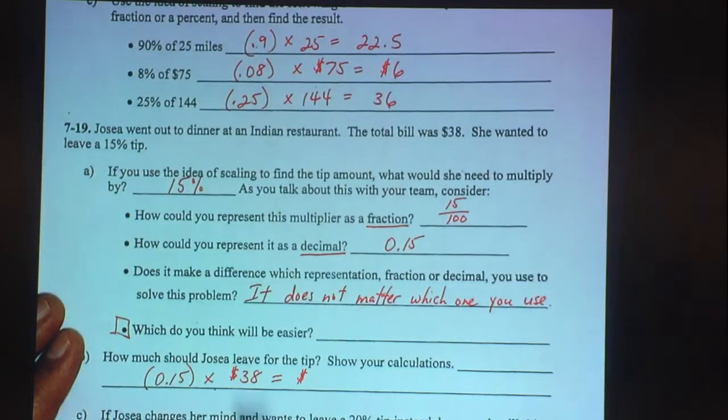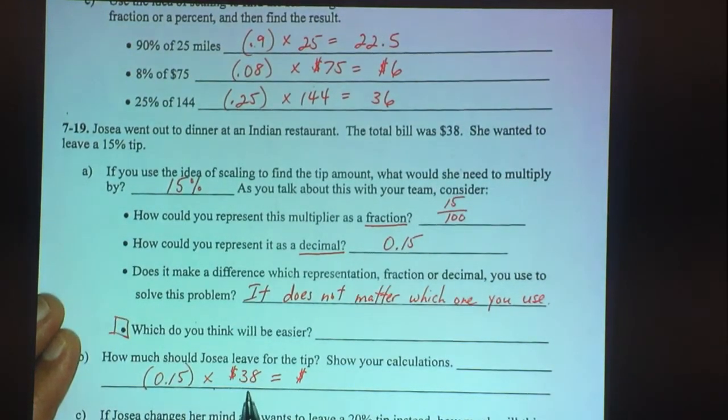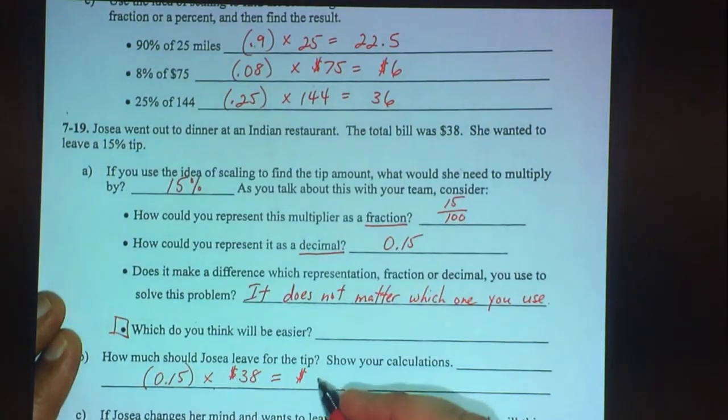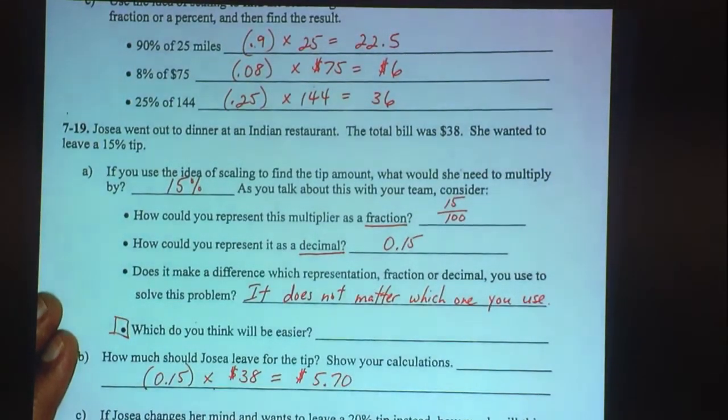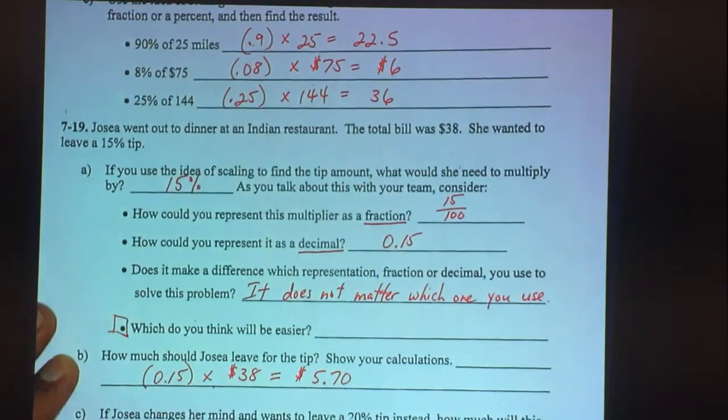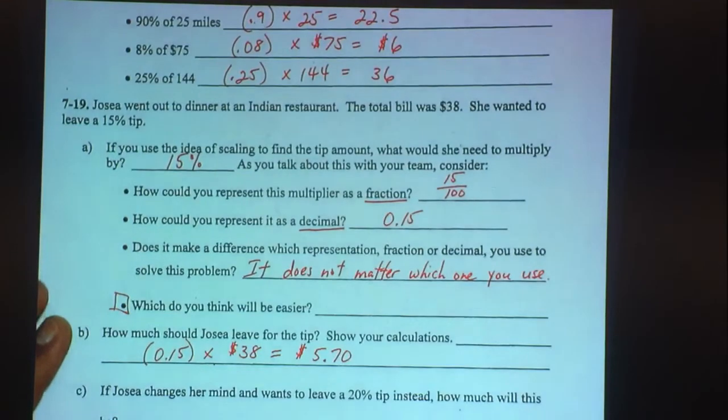Okay, so you know as a tip she's not going to leave more than $38. You would never leave a tip larger than your bill unless you're crazy rich, which none of us in the room are. Okay, so she's going to leave a tip of $5.70. If you got 5.7 on your calculator, you know you have to turn that into money. So it's not $5.7, it's $5.70.